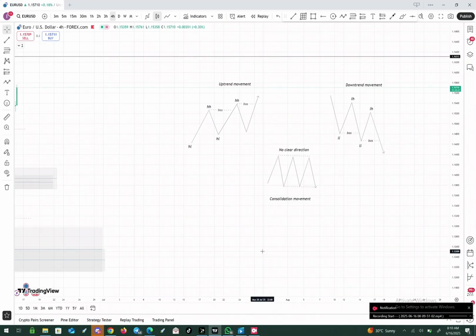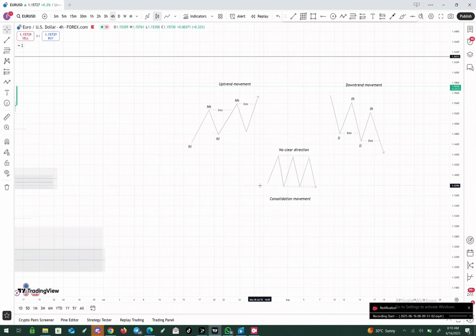Now, market structure is the backbone of the market, the way the markets move, the way the smart money move the market. So basically, there are three types of movements in the markets. We have the uptrend movement, we have the downtrend movement, and we have the consolidation movement.